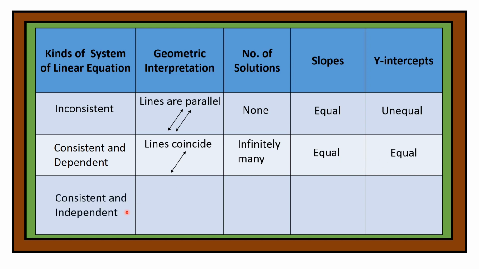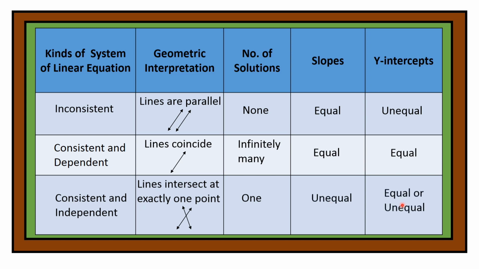And the last one is called as consistent and independent system. The lines intersect at exactly one point. Since sa isang point lang sila nagmi-meet, we only have here one solution. Their slopes are unequal and the intercepts are equal or unequal. Pwedeng magkapareho at pwedeng magkaiba.